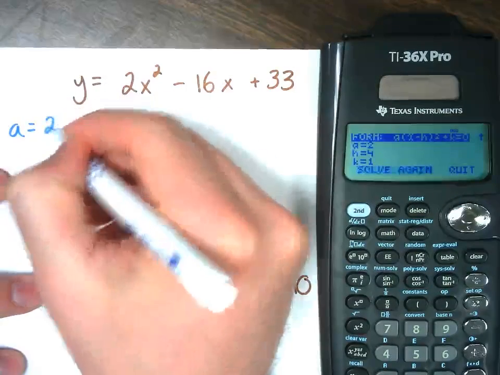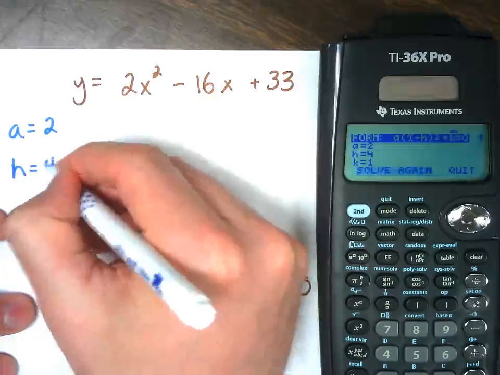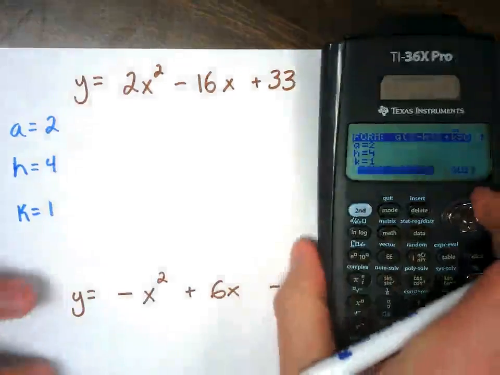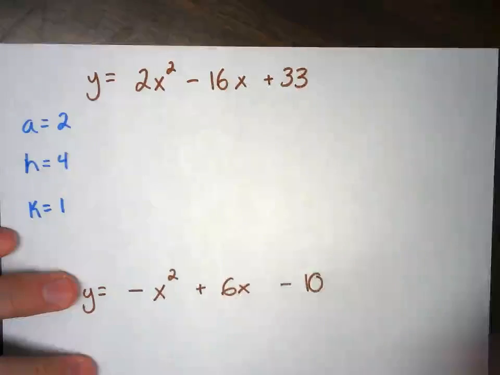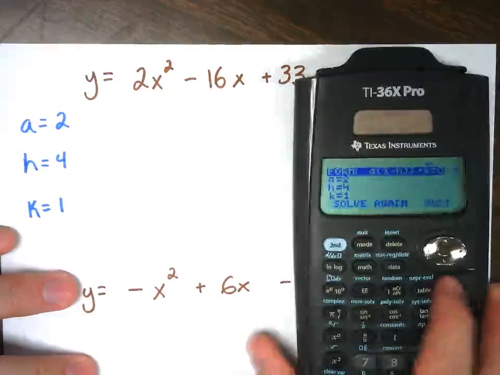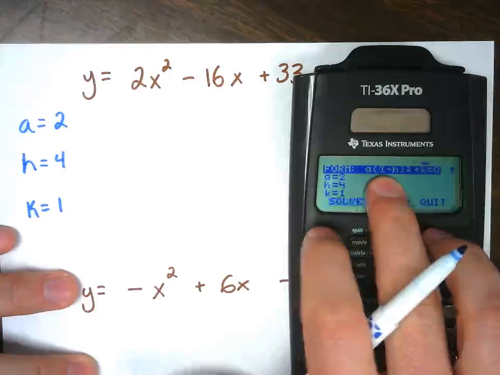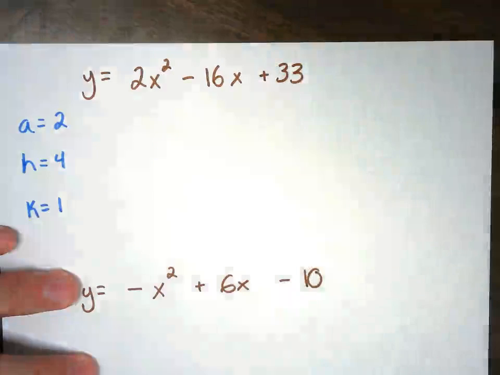So our A here is 2. Our H is 4. And our K is equal to 1. Now, that's all the information we really need from our calculator. If you don't remember the formula for vertex form, notice it is actually up there: A, parentheses, X minus H, in parentheses, squared, plus K equals 0.